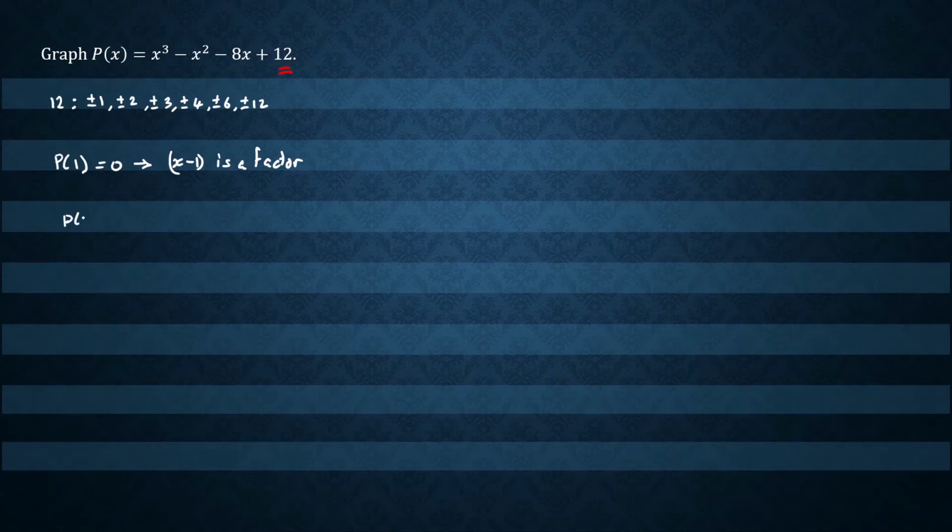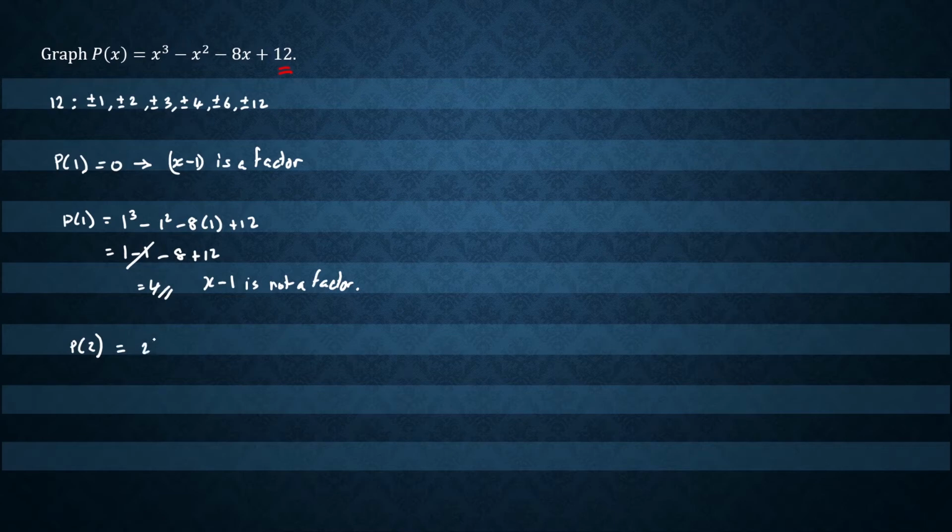So we have P1, and we substitute 1 into the polynomial. So that's 1 cubed minus 1 squared minus 8 times 1 plus 12. So that would give us 1 minus 1 minus 8 plus 12. So 1 minus 1 is 0. 12 minus 8 is 4. So x minus 1 is not a factor of our polynomial. So we can exclude that number. How about we try P2?